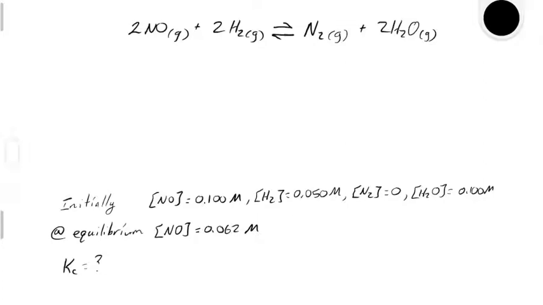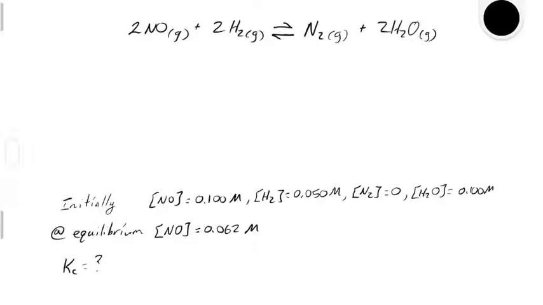There are a whole lot of different types of calculations you can do with equilibria. In this example, we'll be doing a calculation where we have initial conditions, one equilibrium condition, and we're trying to find an equilibrium constant Kc. And the reaction in question is the reaction of nitrogen monoxide plus hydrogen, giving you nitrogen and water vapor.